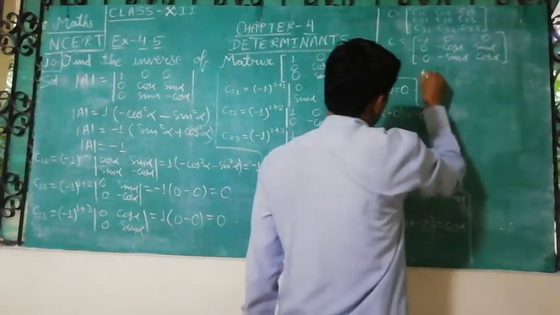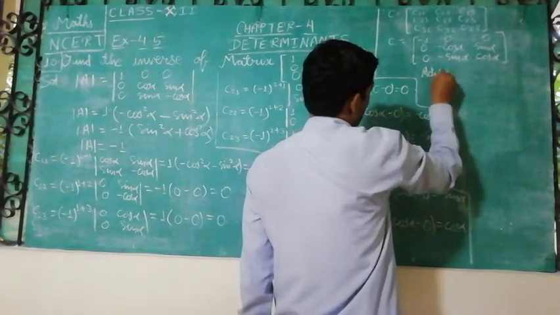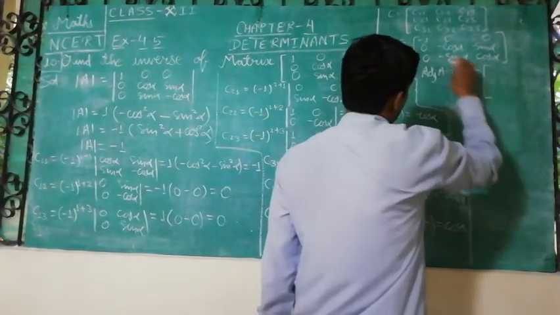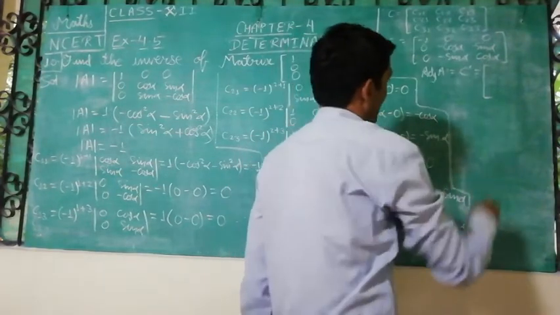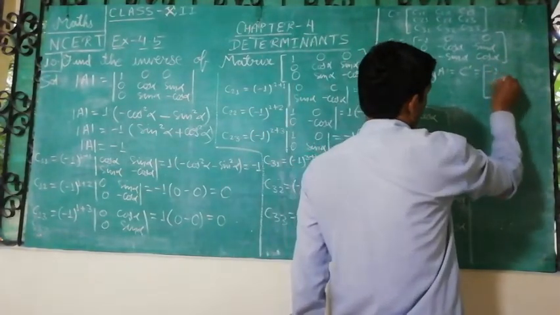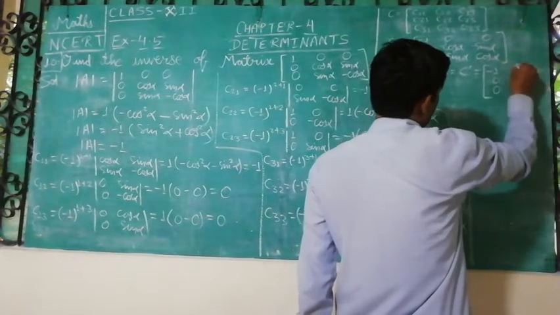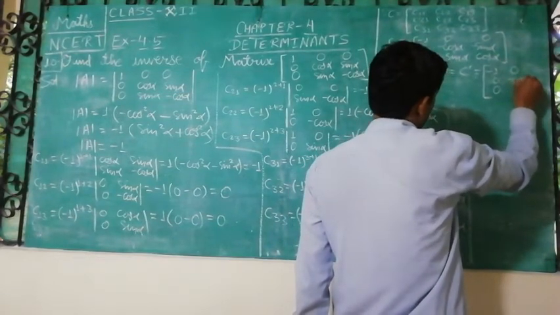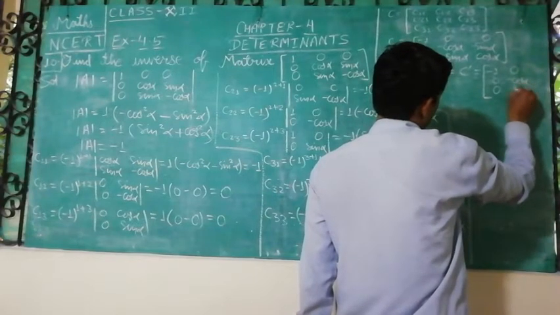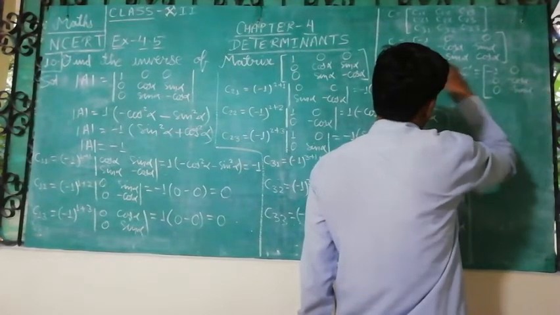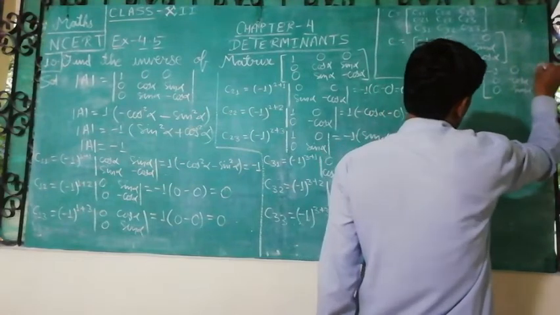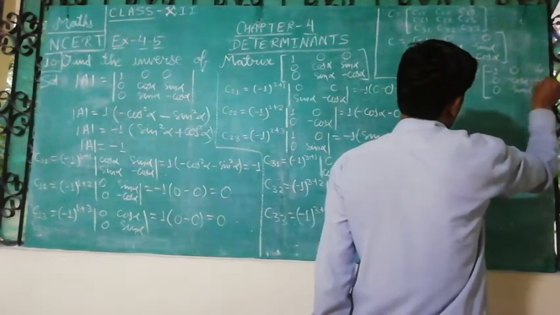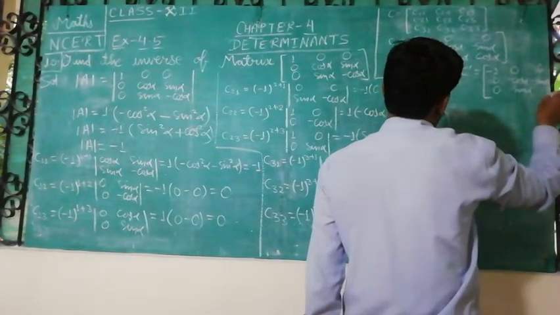Now adjoint of A. Adjoint of A is equal to what? It is equal to C dash, means transpose. So this will be written as this. So it will be minus 1 0 0 like this. Now this will be written in this manner. 0 minus cos alpha minus sin alpha, and then this will be written as this. So it will be 0 minus sin alpha and then cos alpha.